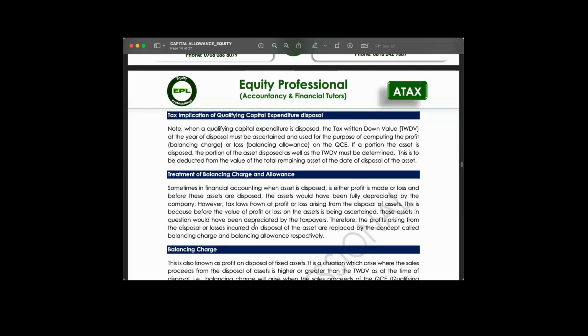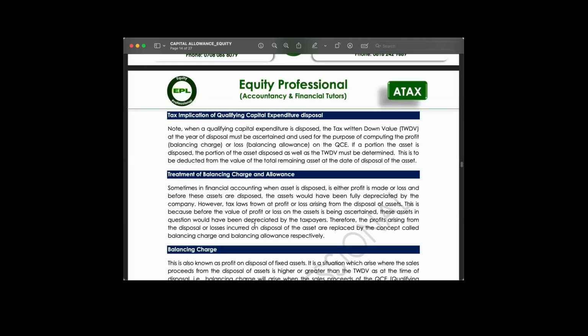In taxation, profit on disposal is not recognized. Profit on disposal of fixed assets is not recognized. You remember, we said when you make a disposal, when you make profit on disposal, it is not taxable because we already have a whole section of the tax law that takes care of disposal of assets of capital in nature. So when you dispose an asset that is of capital in nature, there is a guideline for that. That is capital gains tax. So take that to capital gains tax.